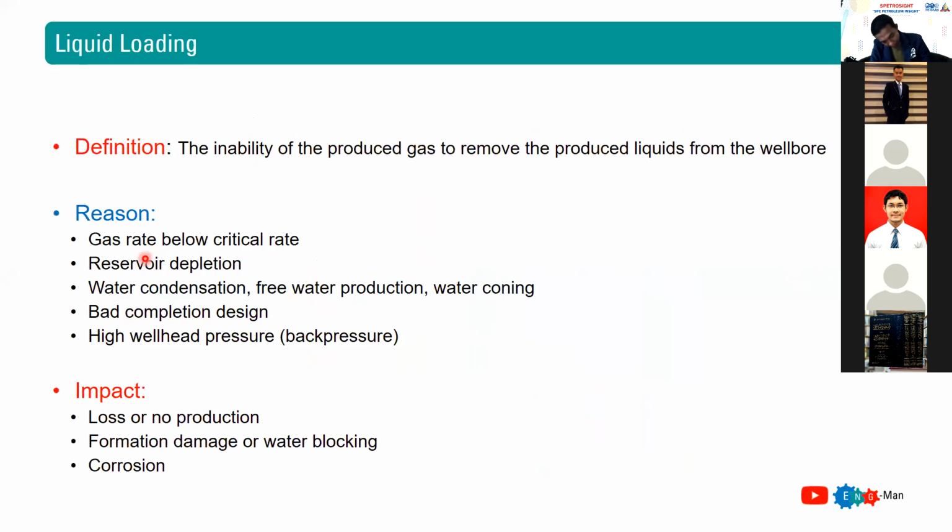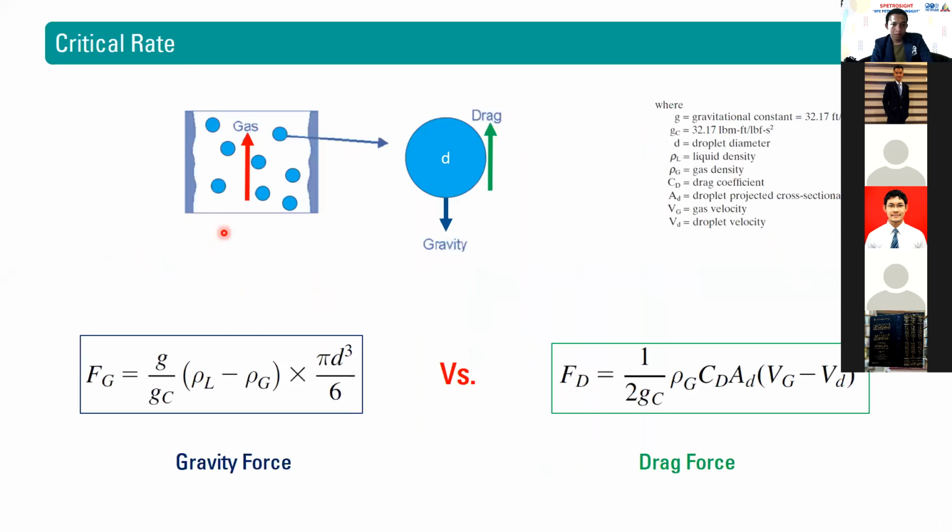I've mentioned before that one of the reasons is gas rate below the critical rate. So what's actually the critical rate? Okay, this is the theory. We can calculate the critical rate by doing this balance.